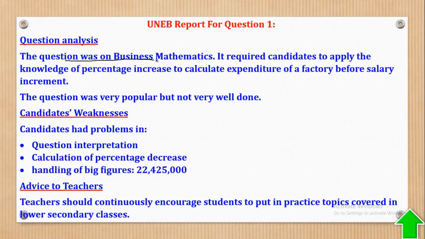Now this question was on business mathematics, and it required candidates to apply the knowledge of percentage increase to calculate expenditure of a factory before salary increment. The question was very popular but not very well done, so students couldn't realize that it has to be 115% of X. What they did, they just made 115% of the expenditure, which was 22.425 million. So the candidates' weakness is that they had a problem in question interpretation, like I've said.